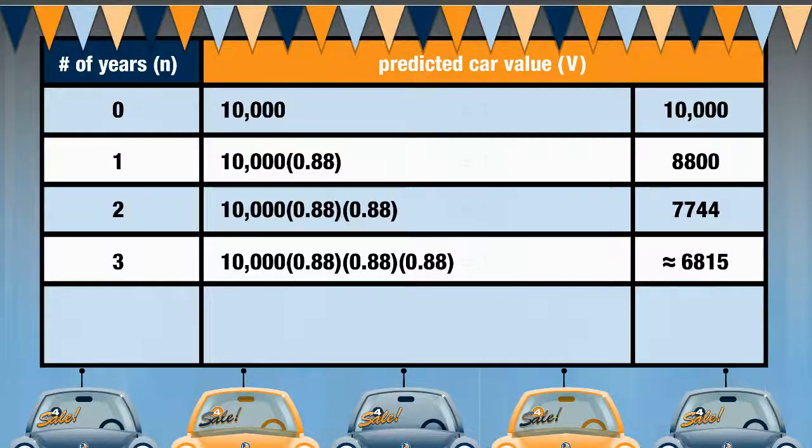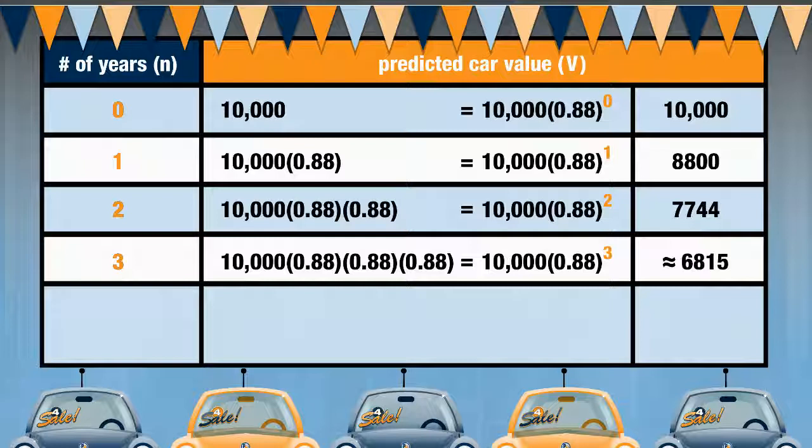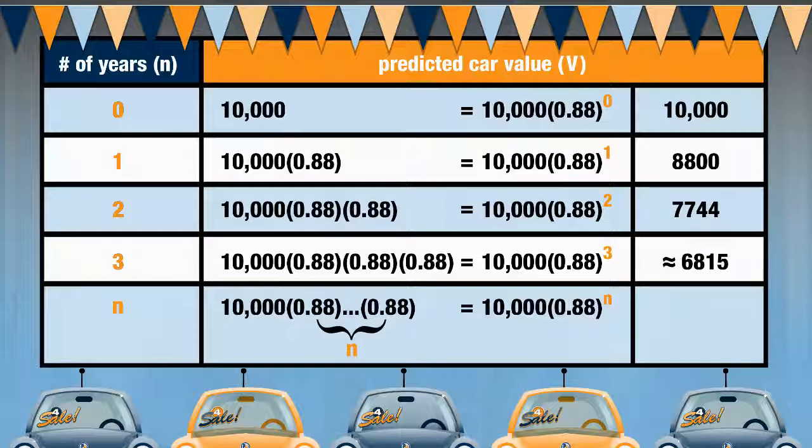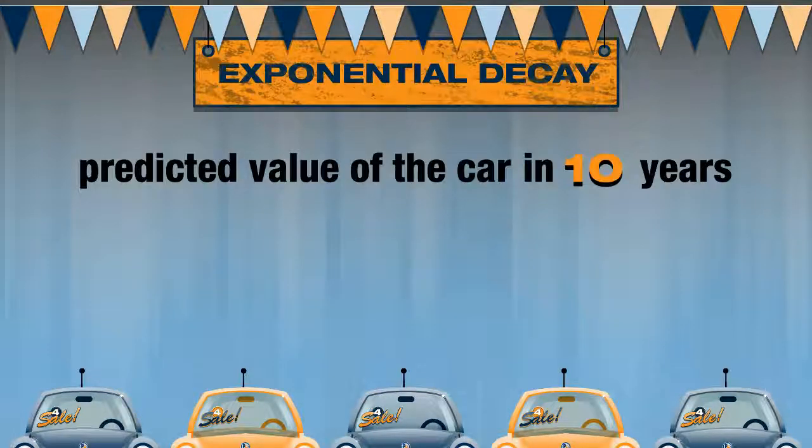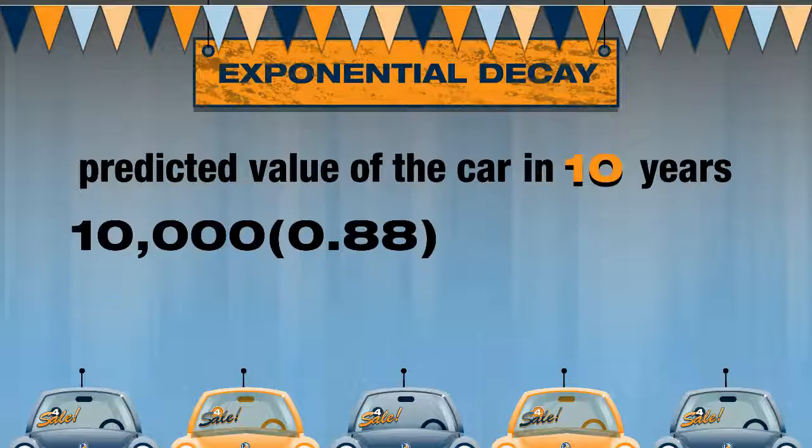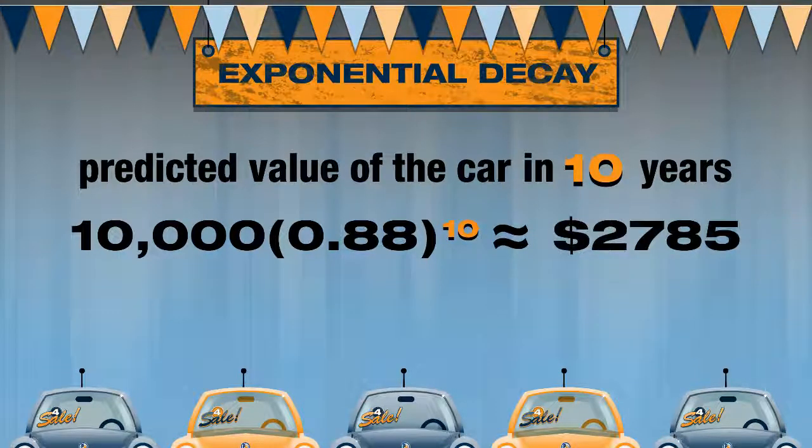We can go a step further by using exponents. Exponents help us calculate the predicted value for any year, which is represented by n. We simply take 10,000 times 88 hundredths raised to the nth power. If we want to predict what the car's value would be in 10 years, we take $10,000 times 88 hundredths raised to the 10th power, which is approximately $2,785. So if Jill bought this car today for $10,000, she could expect to resell or trade it in for about $2,785 10 years from now.